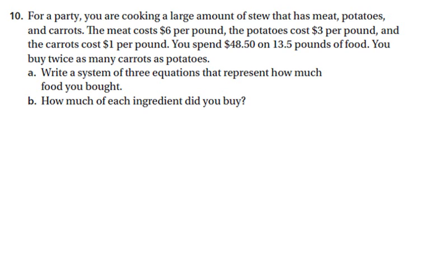Okay, number 10 states, for a party, you are cooking a large amount of stew that has meat, potatoes, and carrots. So right off the bat, I'm going to stop and say, let's let X represent meat, Y represent potatoes, and Z represent carrots. So it says the meat costs $6 per pound, the potatoes cost $3 per pound, and the carrots cost $1 per pound. You spend $48.50 on 13.5 pounds of food, and you buy twice as many carrots as potatoes.